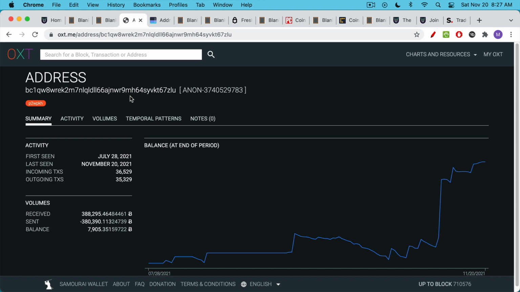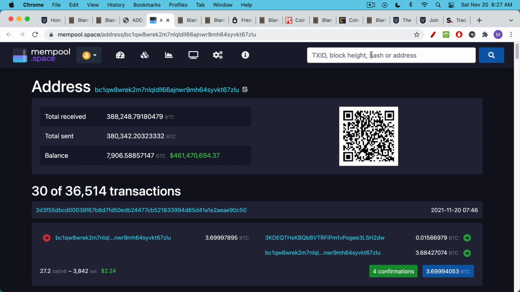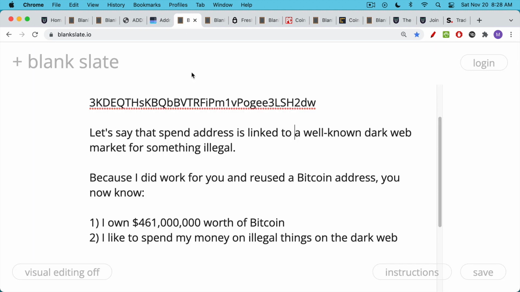So here's the address. This is oxt.me. You can also go to mempool.space, type in the address up here, and you will see the total Bitcoin that I've received. I've received over 388,000 Bitcoin. Again, this is not me. This is almost certainly an exchange. As we'll see, I've received 388,000 Bitcoin. I've sent 380,000 Bitcoin approximately. I still control about 8,000 Bitcoin in this account, has a current market value of 461 million. So think about the implications of this.